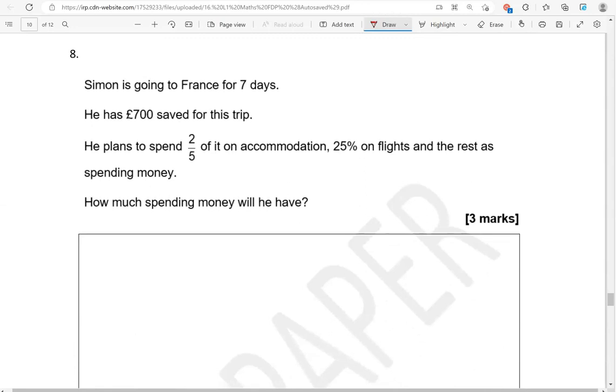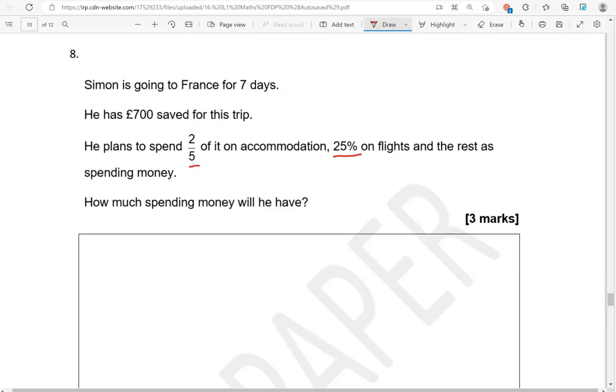Simon is going to France for 7 days. He has £700 saved for this trip. He plans to spend 2/5 of it on accommodation, 25% on flights, and the rest as spending money. How much spending money will he have? We could have them all as fractions, all as decimals, or all as percentages. I'm going to go with percentages because that is easier to work out.